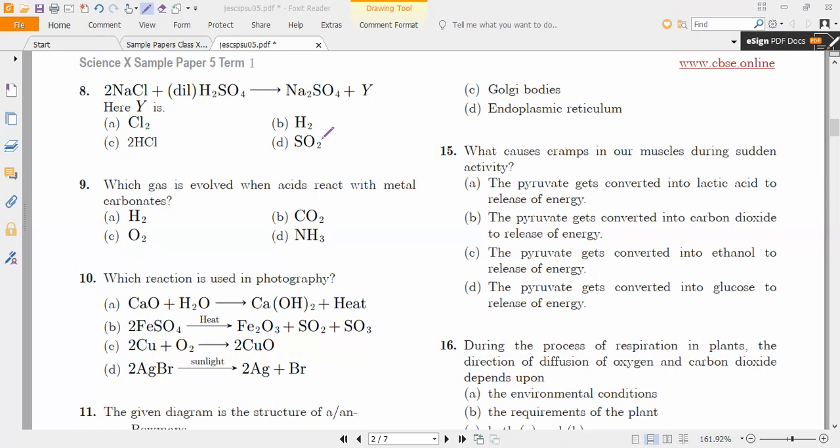You people are not using your brain. If hydrogen gas, then what about the chlorine? Where will the chlorine go? HCl. Yes, be a little careful. That is what I was saying. Sir, this one is a double displacement reaction only.